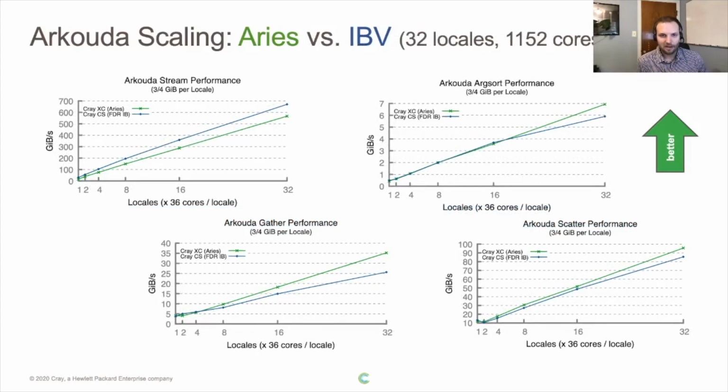And this scaling is not limited to high-performance networks such as Aries. These graphs show Aries versus InfiniBand, and you can see that InfiniBand is performing on par with Aries across the board for these 4 benchmarks here.